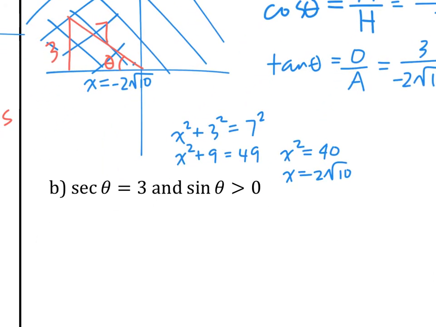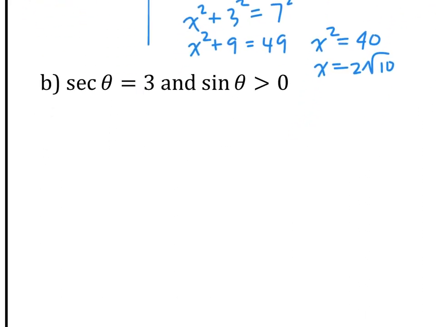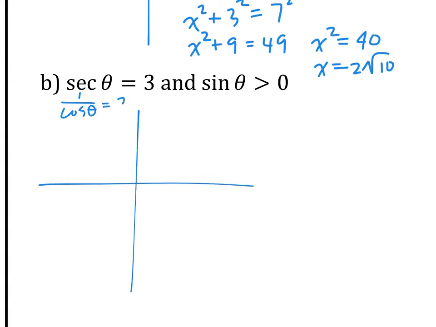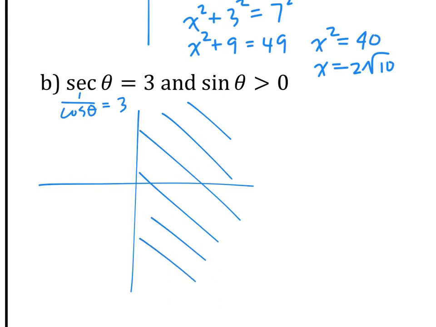All right, let's try another one. Secant is 3. Secant is 3 tells us what? Okay, yeah, 1 over cosine is equal to 3. Which quadrant is that information trying to tell us? 1 and 4, yes. It's telling us cosine is positive. So positive cosine is right here. All Students Take Calculus. So A and C are the only ones where cosine is positive.